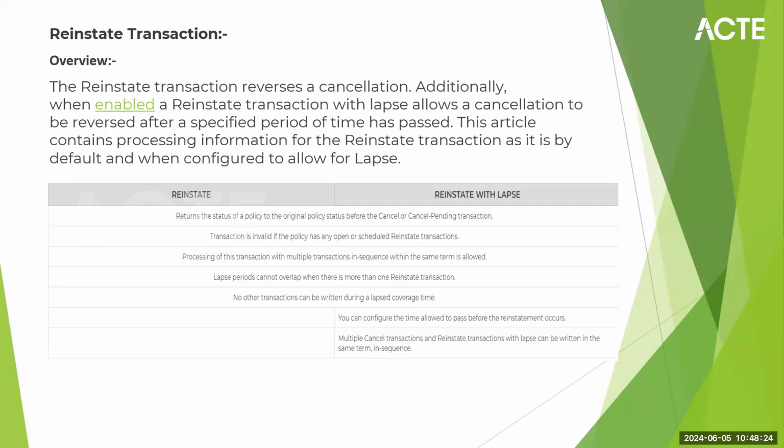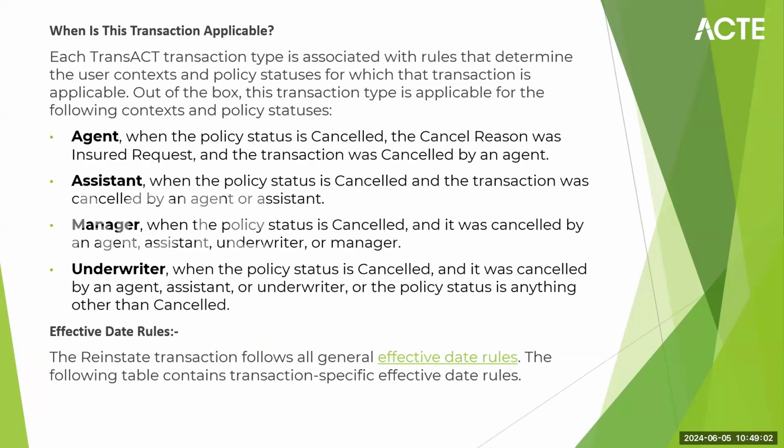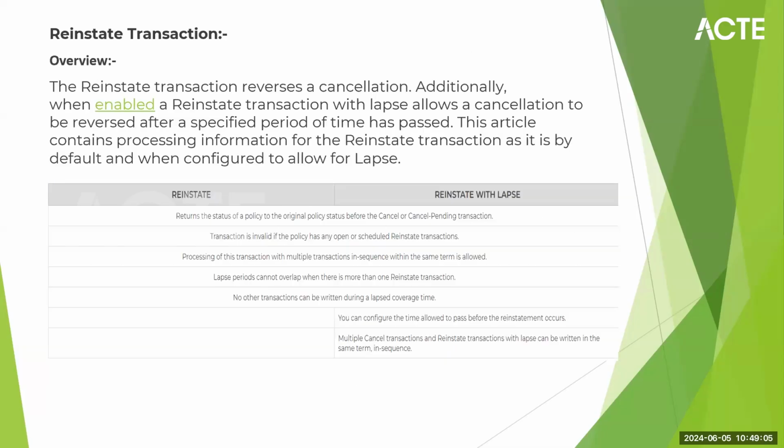Lapse periods cannot overlap when there is more than one reinstate transaction. No other transaction can be written during the lapse coverage time. You can configure the alert time allowed to pass before the reinstate occurs. Multiple cancel transactions and reinstate transactions with lapse can be written in the same term in sequence. Nothing but the user can do multiple cancel and reinstate transactions, but within the same term and in sequence. The lapse should be the same, nothing but the effective date and expiration date.